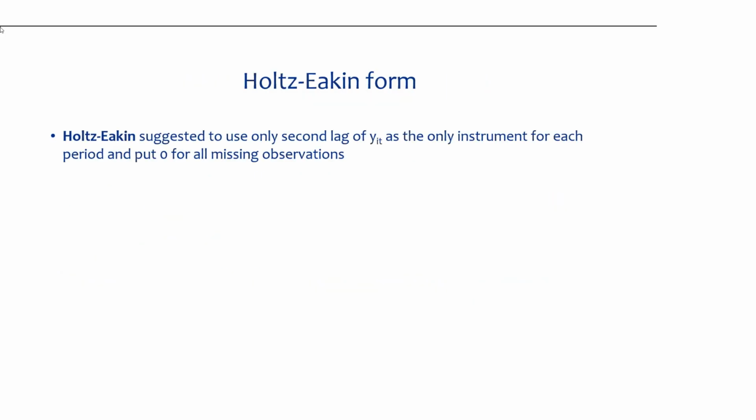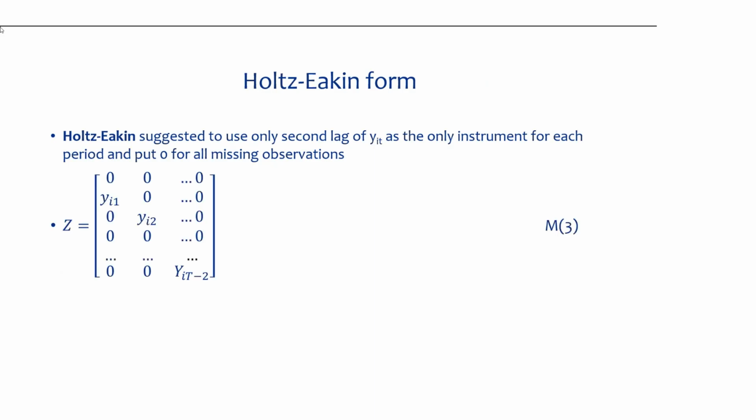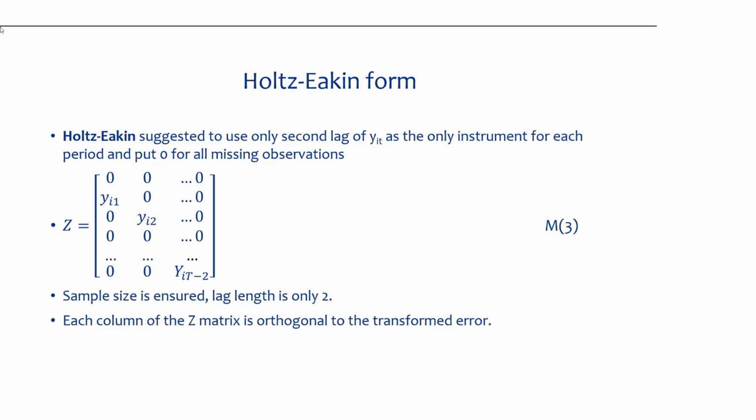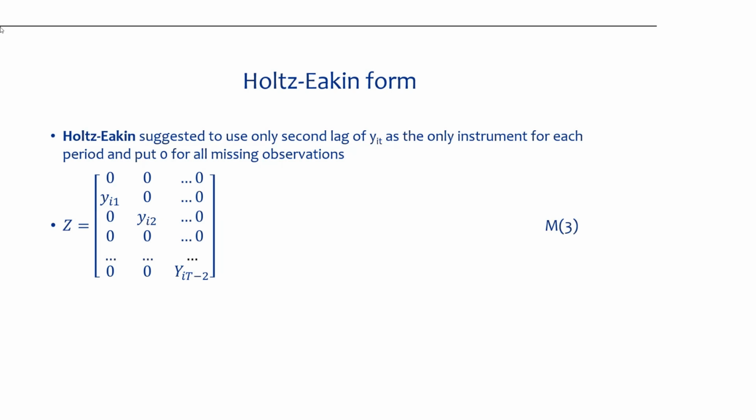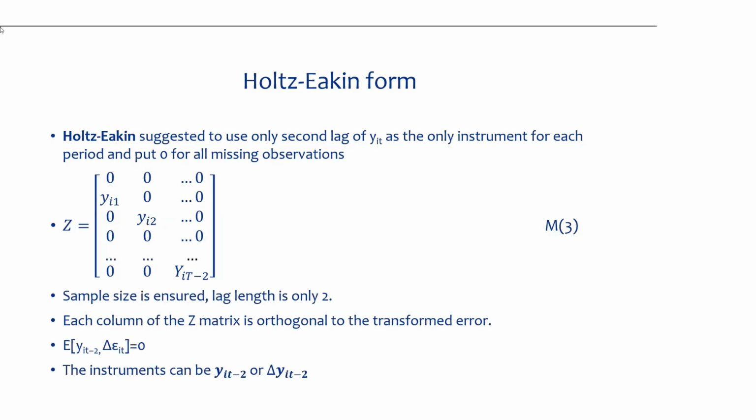What Holtz-Eakin suggests is that you put everything into 0, but use only y t minus 2 as the instrument variable. So this instrumental variable is what you are going to use here. Then the limitation of this model is that you are using 2 lags alone, assuming that 2 lags carry more information, but the other lags could carry some amount of information, right? So what do we do?